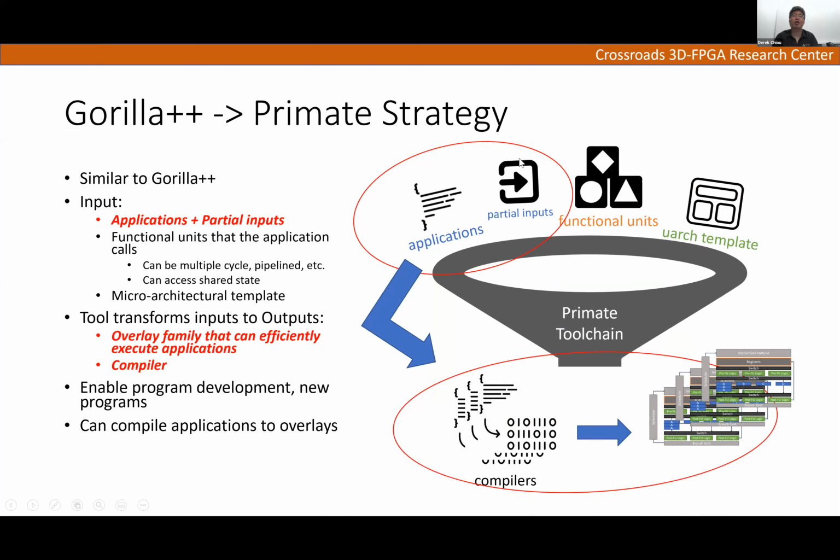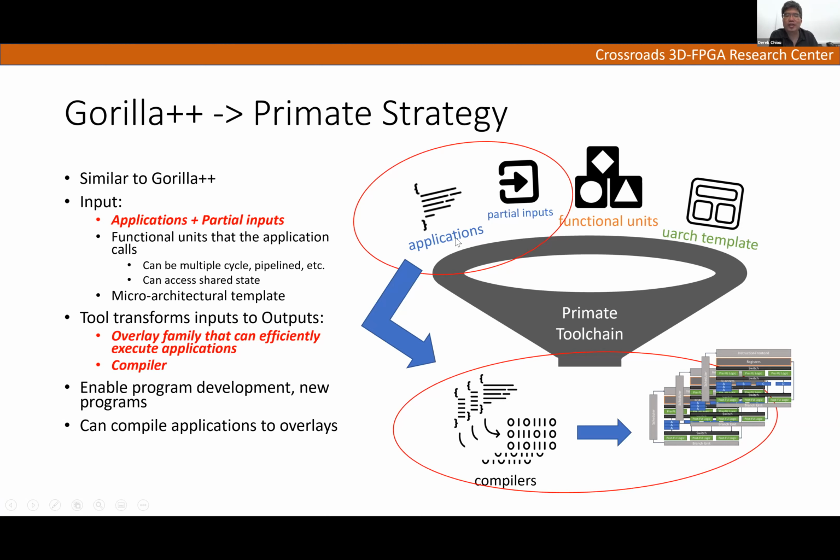We're also going to take partial inputs, right? So it may be that some of the inputs that were originally put into these functional units, maybe we have constants for them that can potentially improve our performance and specialize the functional units. And then the same microarchitecture template. So we added these two components, multiple applications and the partial inputs. And so the goal here is to take the multiple applications that we put in and automatically generate an overlay that can execute all those applications.